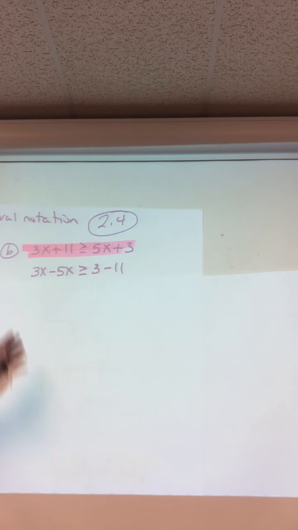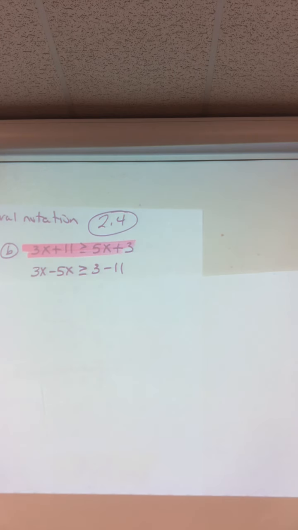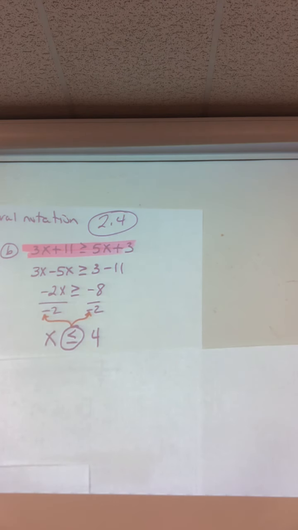Now, we did a whole bunch of these in 2.1. Now, 3x minus 5x is negative 2x, greater than or equal to negative 8. But now I have to divide by the coefficient of x, which is negative 2. And when I divide by that negative 2, I have to flip that symbol around. So now, the answer is all the numbers less than or equal to 4.